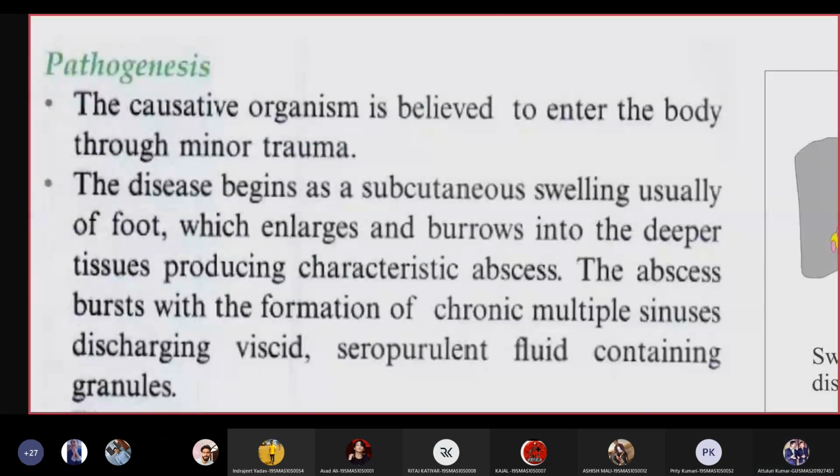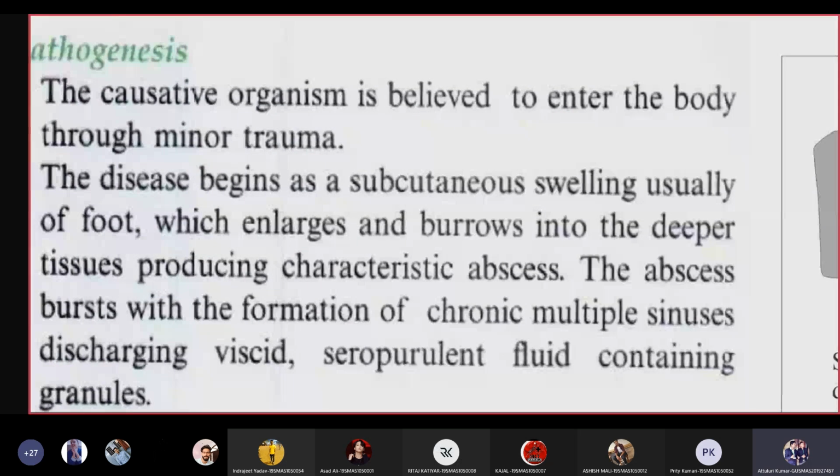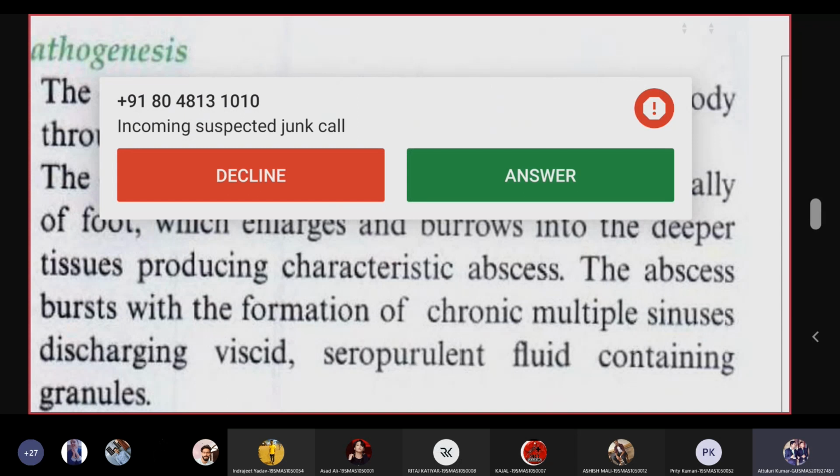Upon entering, this disease begins as a subcutaneous swelling, usually of the foot, which enlarges and burrows deeper. So first you will observe swelling of your foot. You won't see anything else, just a small swelling of your foot. Upon swelling, the foot will become enlarged. The skin of the foot will get enlarged. After enlargement of this particular area, this enlarged foot will burrow deeper into the tissue. From this enlarged swelling area, you will see.